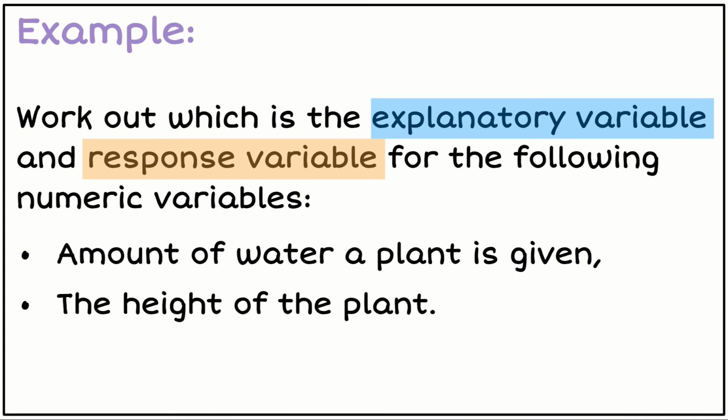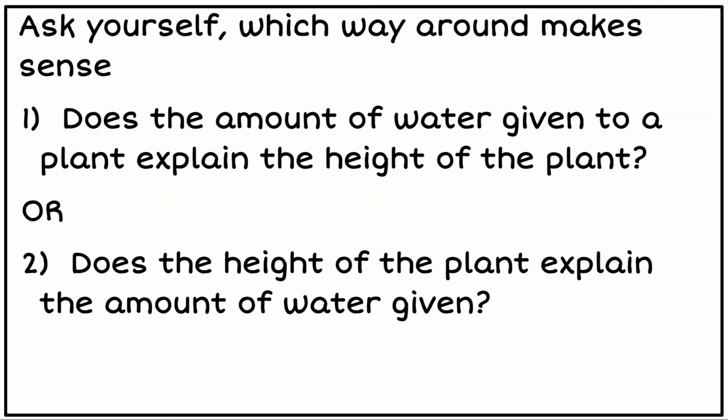So one thing we can do is ask ourselves which way around makes the most sense. So does it make sense to say the amount of water given to the plant, does that explain the height of the plant? Or does the height of the plant explain the amount of water given? So we need to think which way around would they go.